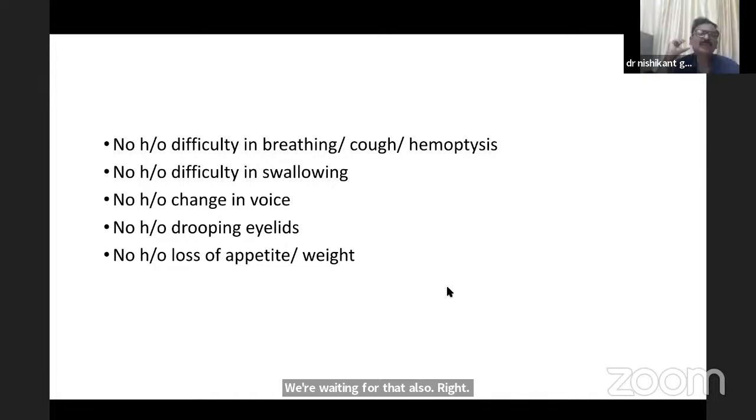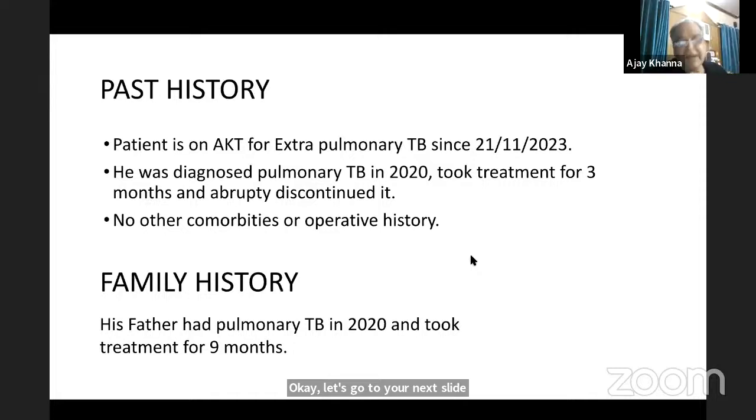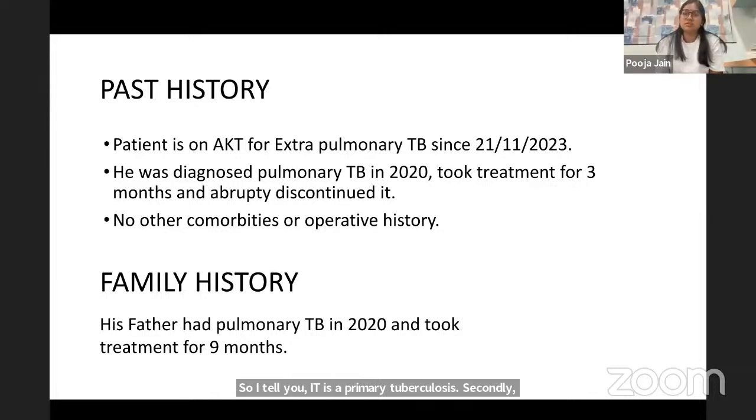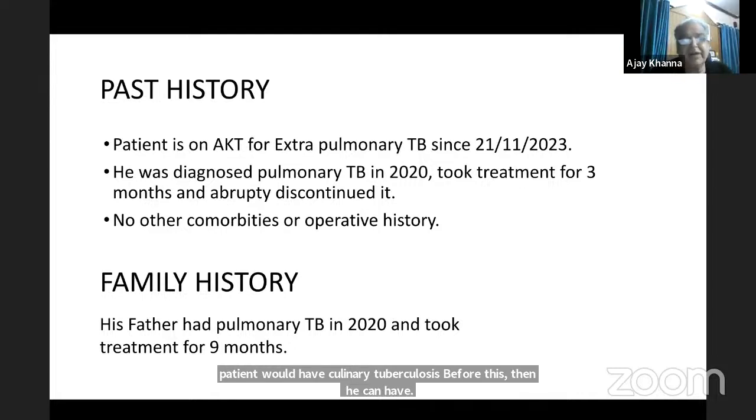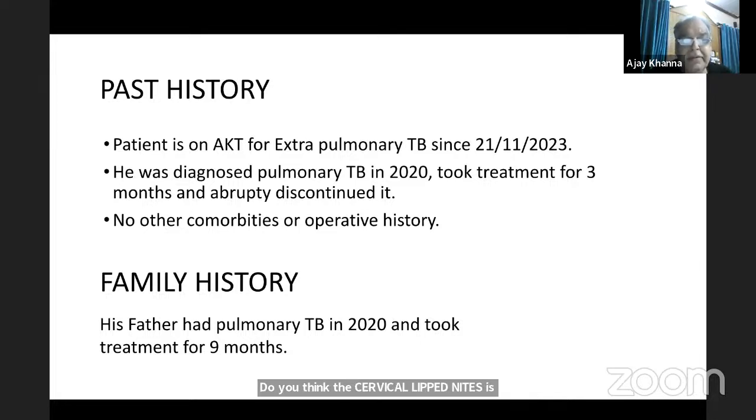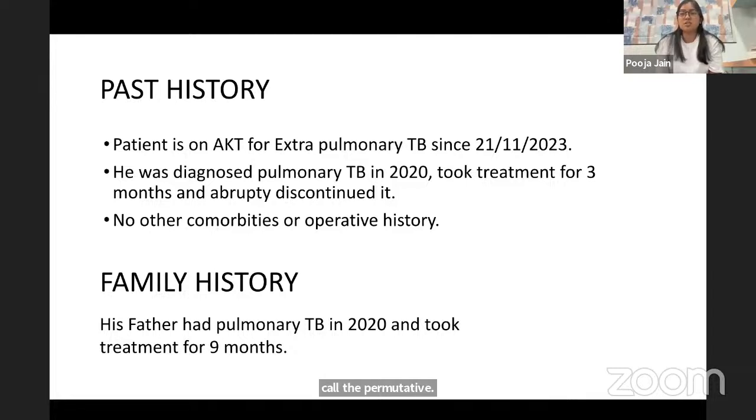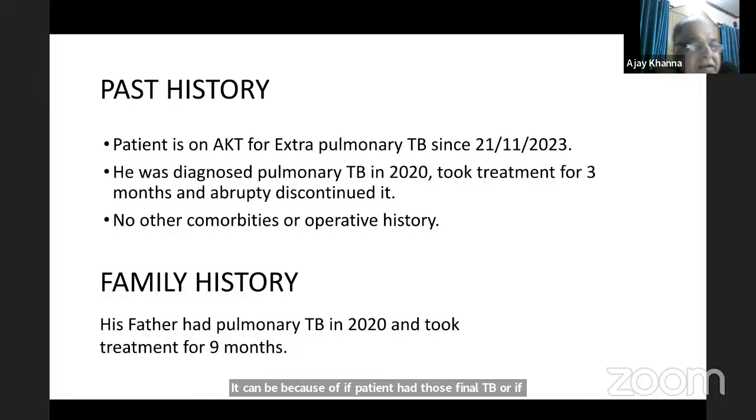Okay, let's go to your next slide. So, negative history. Is cervical lymphadenitis a primary tuberculosis or secondary tuberculosis? Sir, it is secondary tuberculosis generally. You understand what is secondary tuberculosis? The primary would have been somewhere else, as in if the patient had pulmonary tuberculosis before this. Do you think the cervical lymphadenitis is occurring because of pulmonary tuberculosis? No, sir. It can be if the patient had spinal TB or pulmonary tuberculosis. No, cervical lymphadenitis itself is a primary tuberculosis, not secondary to lung tuberculosis.